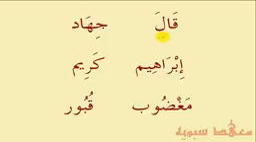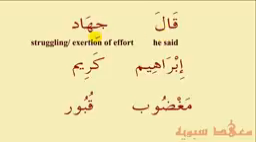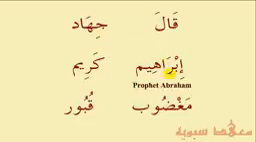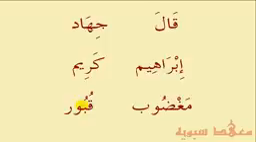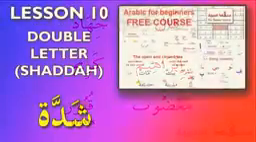So we have qala means he said. Jihad denotes the action of struggling and exerting effort. Ibrahim is the Arabic name for Prophet Abraham, peace be upon him. And as we said, Kareem means one who's generous. Maghdoob denotes somebody who is the object of anger, so one whom anger is directed towards. And finally we have the word qubur. Qubur is the plural of the word qabr, which means grave. So qubur means graves. Walhamdulillahi Rabbil Alameen.